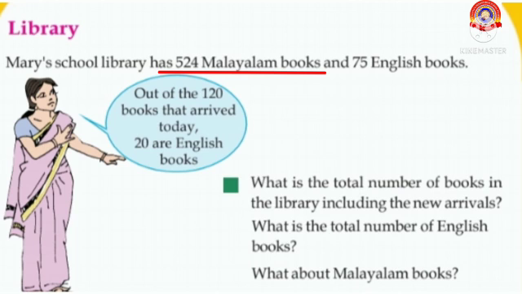Yes, 524 Malayalam books. How many English books are there? Yes, 75 English books. Today, 120 books arrived. From these, 20 are English books. Here, we have to find out the total number of books in the library including the new arrivals, total number of English books and total number of Malayalam books. Let's write the details in a table.